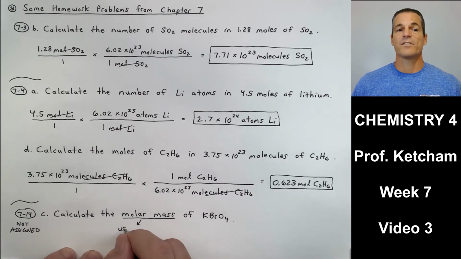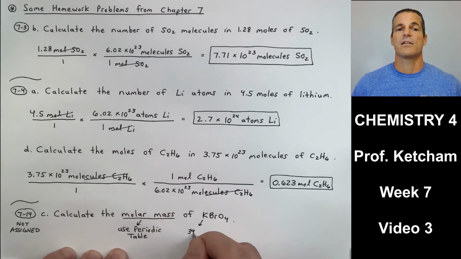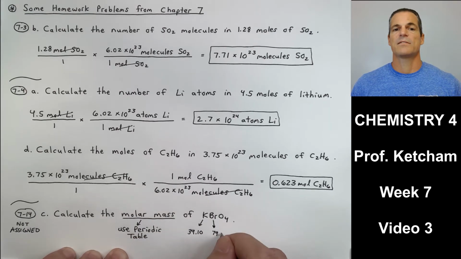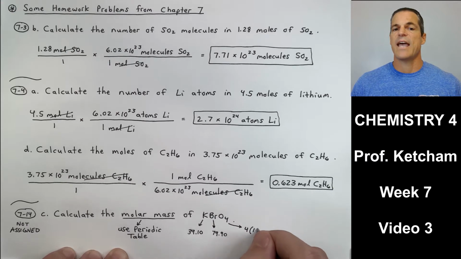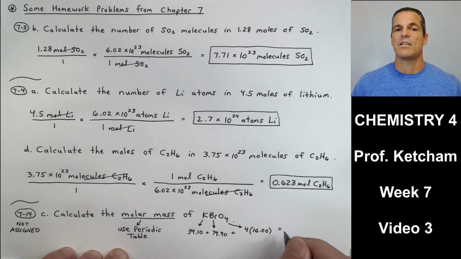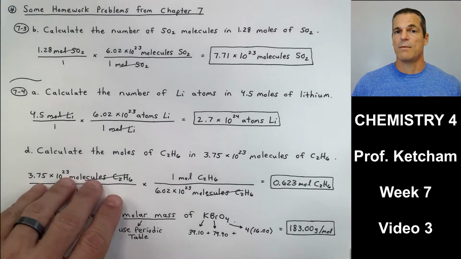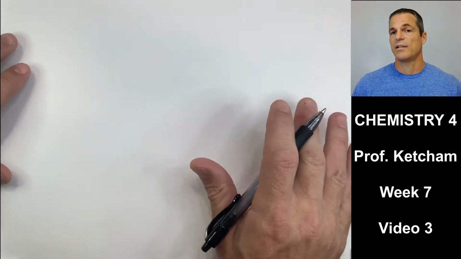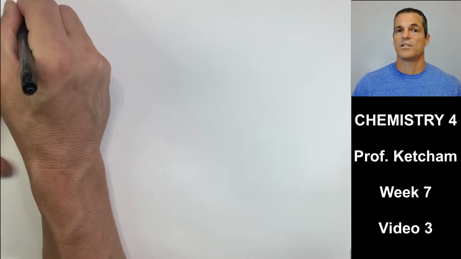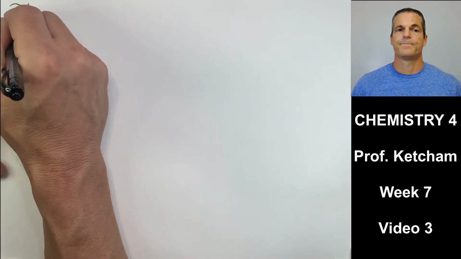C, this is 14C. Wasn't assigned, but you have a lot of problems like it. Calculate the molar mass. Anytime you're asked to find the molar mass, you just add up all of the elements that you see in the formula from the periodic table. And as you can see, I like to report my molar masses to the hundredths place, like the last answer was 183.00 grams per mole.